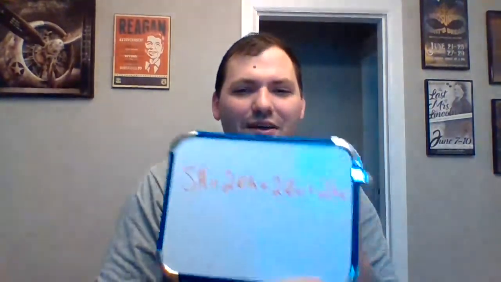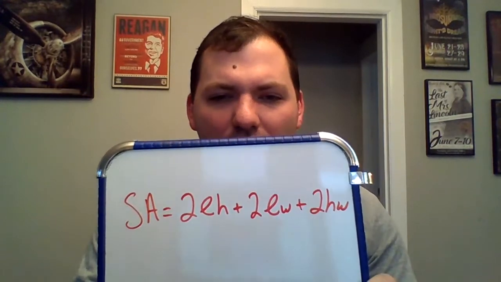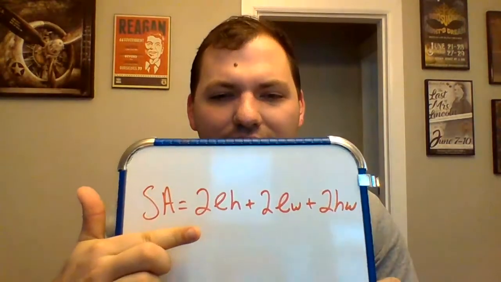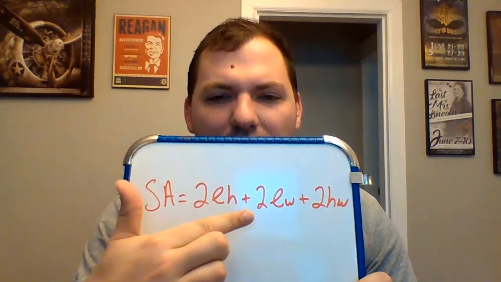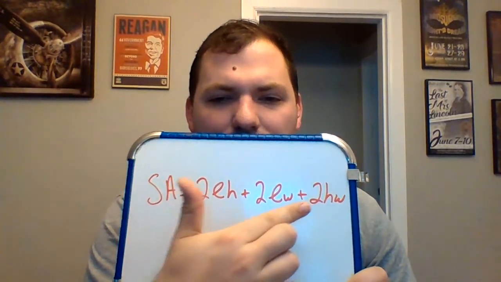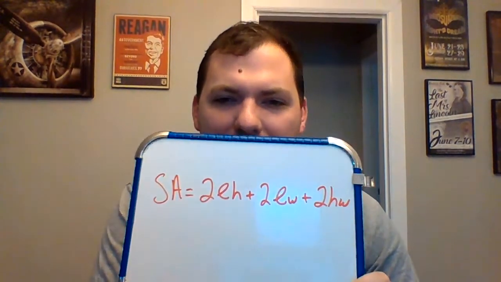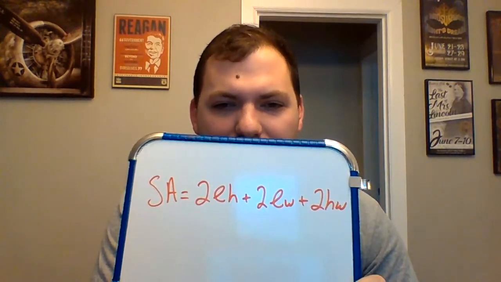So let's start off by looking at the formula. Remember, if you need time to write stuff down, all you have to do is pause the video. That's the best part about this. So here's our surface area formula. Surface area equals 2 times length times height plus 2 times length times width plus 2 times height times width. So that is our surface area formula. If you need to pause the video to write it down, that's your opportunity.